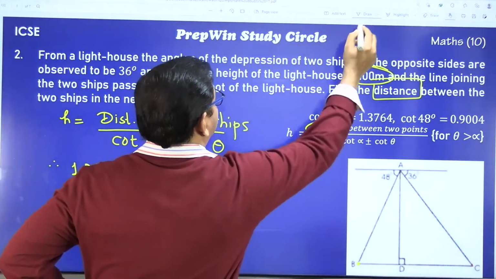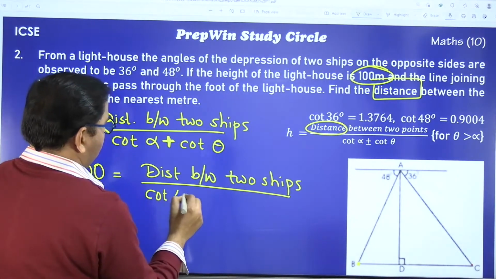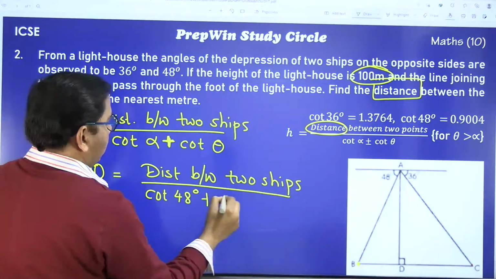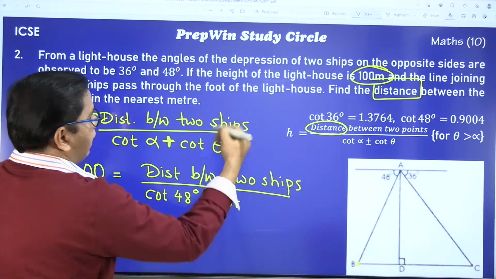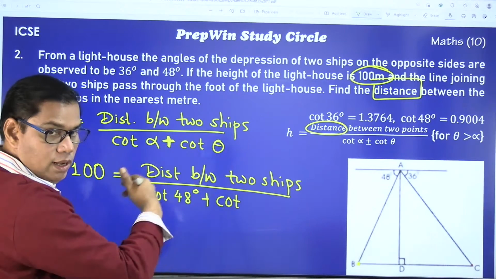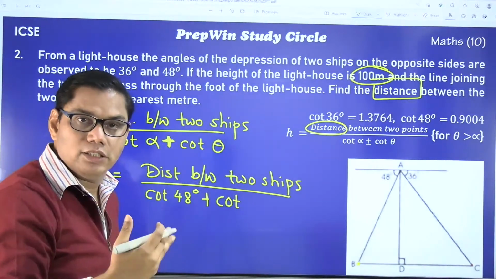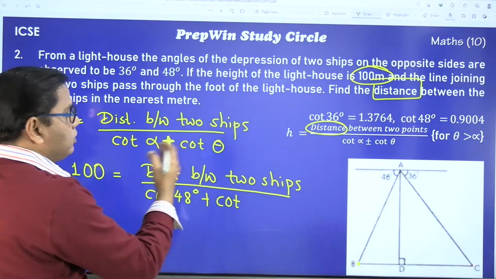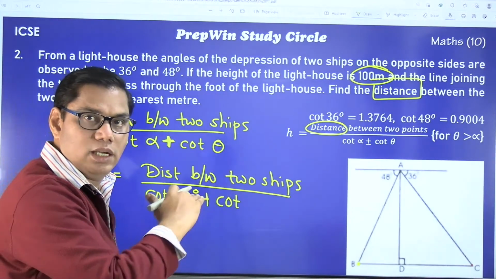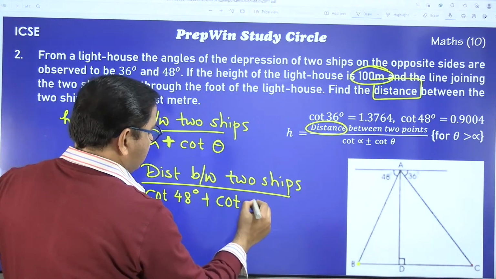So what we can substitute here is cot 48 degrees plus cot 36. In this question, since it is plus, it doesn't matter what you write first and what you write afterwards, because the sum of two terms is commutative. A plus b is equal to b plus a. So cot 48 plus cot 36.